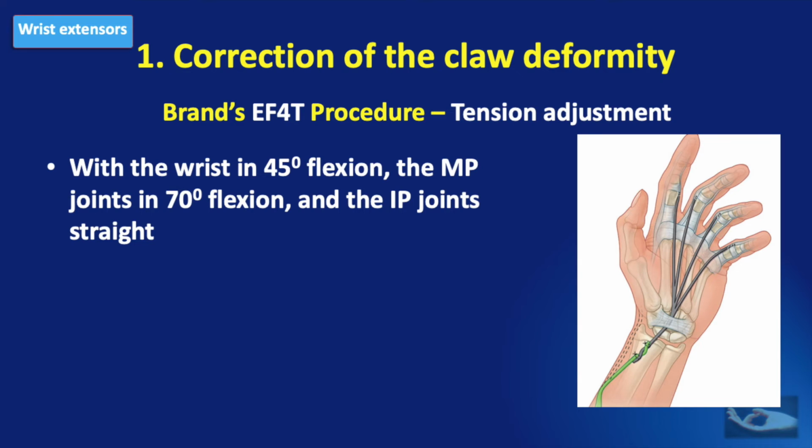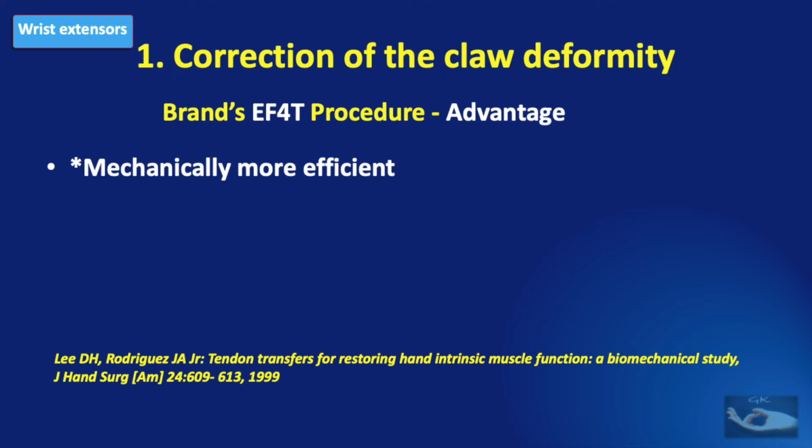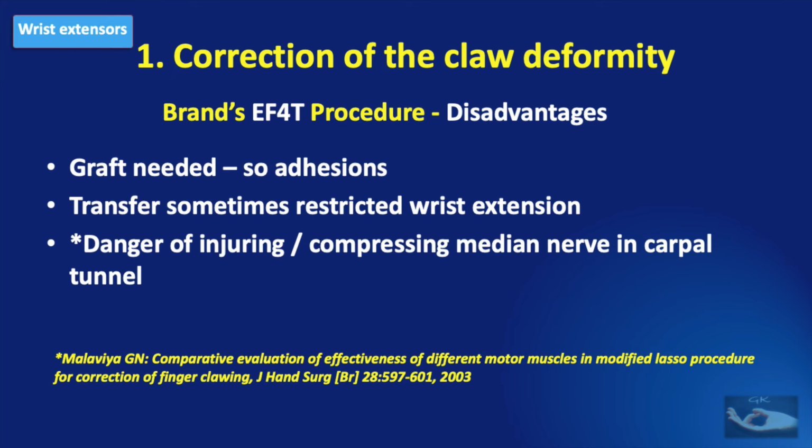and interphalangeal joints straight. The advantage of the EF4T procedure is that it is mechanically more efficient. The disadvantages of the EF4T procedure are that a graft is needed, so adhesions can develop. The transfer sometimes restricts wrist extension, and there is a danger of injuring or compressing the median nerve in the carpal tunnel when the graft is brought through.